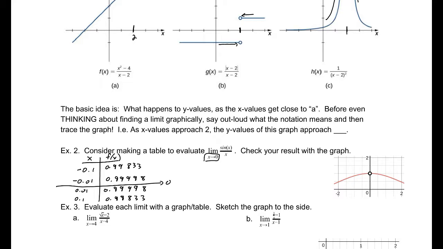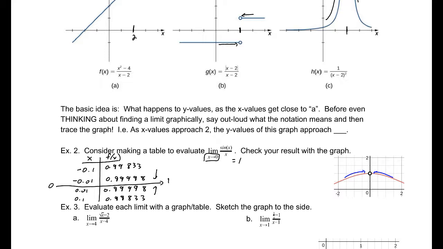So what happens as we approach 0? 0 is over here, in between those values. What is happening to the y values? The y values are approaching 1. That's the idea of using a table. We want to plug in values that are very close to what we're evaluating our limit at. Now, if I look at my graph, it appears that this limit equals 1. From the left and from the right, the y values are approaching 1. So that does line up with our tables.